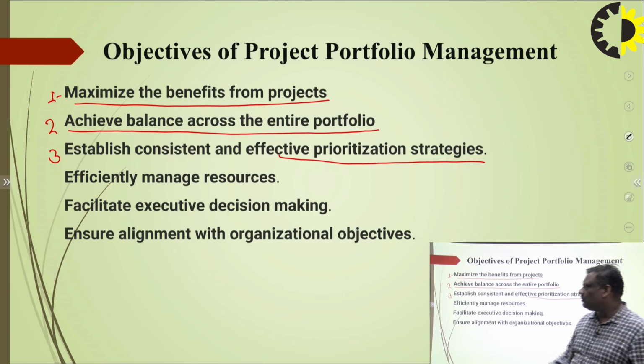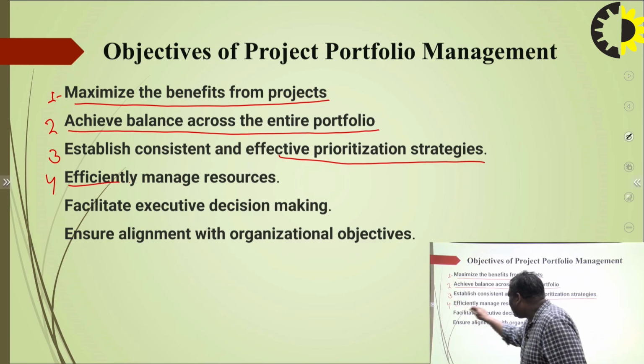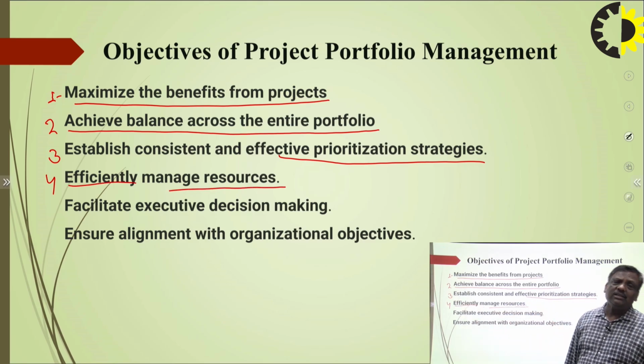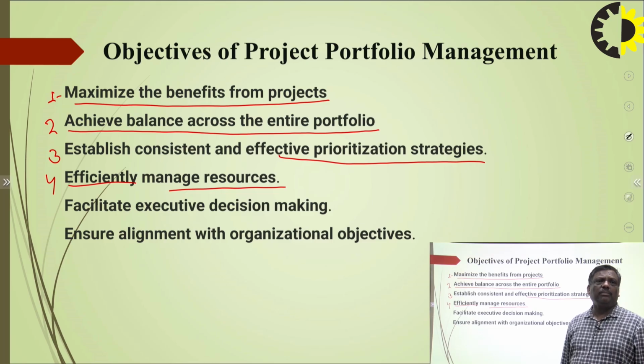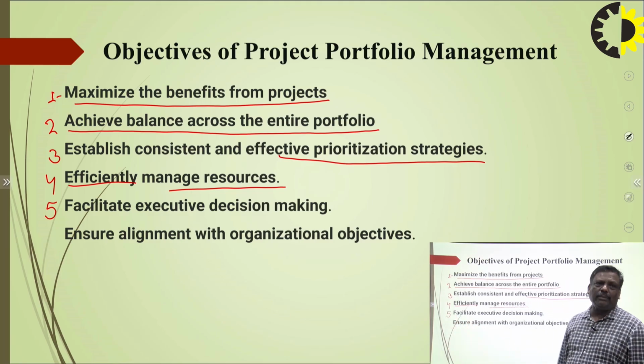And the fourth one is efficiently managed resources. Again, we have a number of infrastructures, a number of systems in the software field, a number of employees, a number of skilled persons in different fields. So we manage accordingly with the help of project portfolio management. The fifth is to facilitate executive decision making.